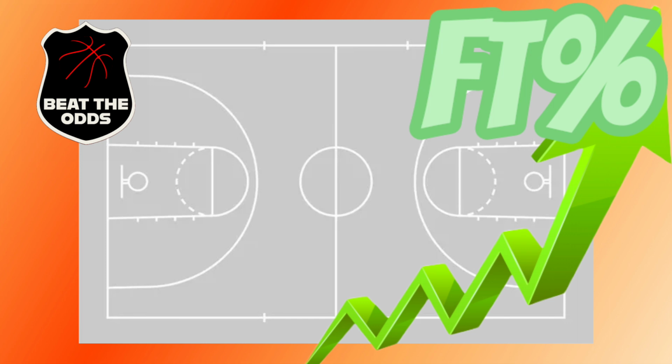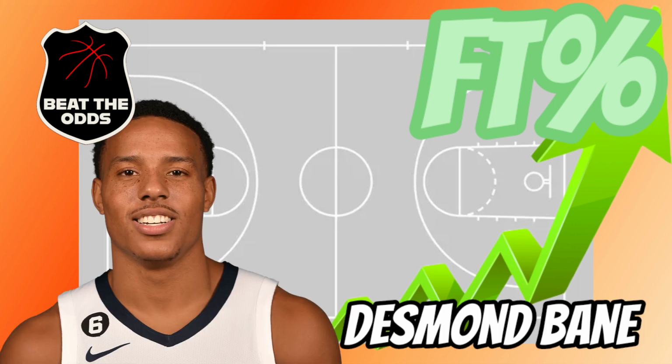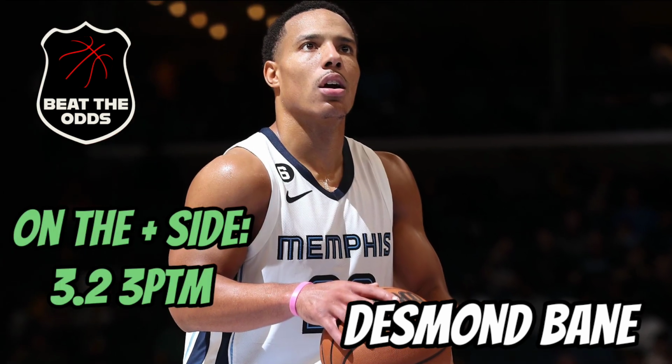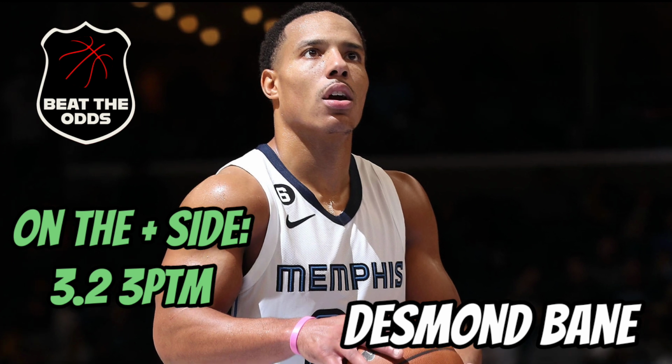Up next, let's take a look at a small forward here. Desmond Bane in Memphis, 92.2% from the field on 4.8 attempts. So lots of attempts here and a great percentage. He's going to be a very high impact player for field goal percentage, somebody that I would suggest looking at picking up here if you can.